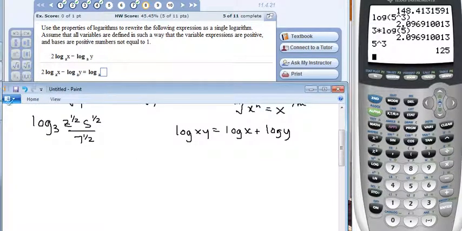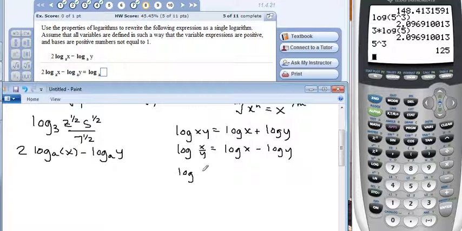All right, so we have 2 log base a of x minus log base a of y. The first thing that we're going to want to do is use the product or the power rule. Hang on, let me write these. Let me just write these down real quick.